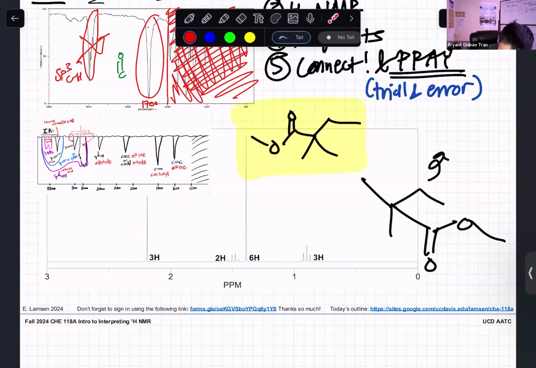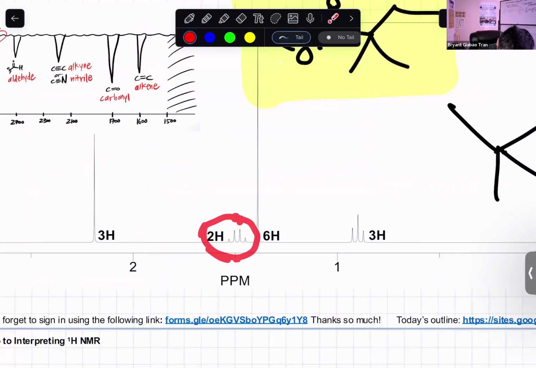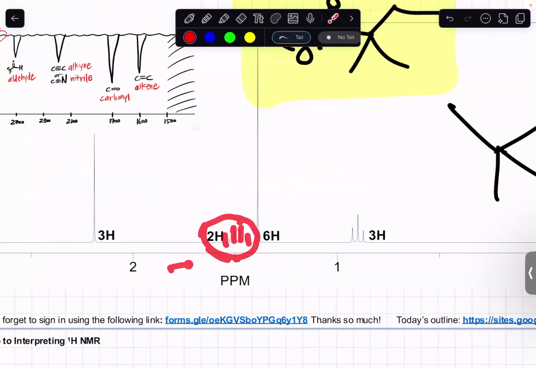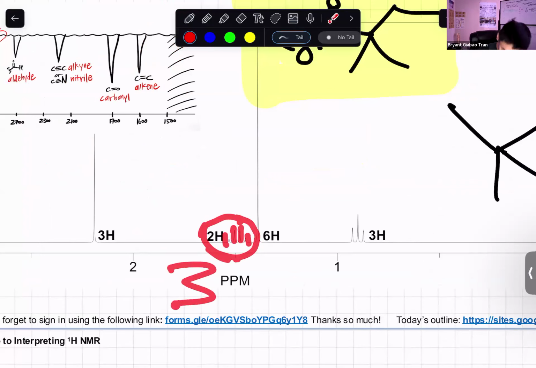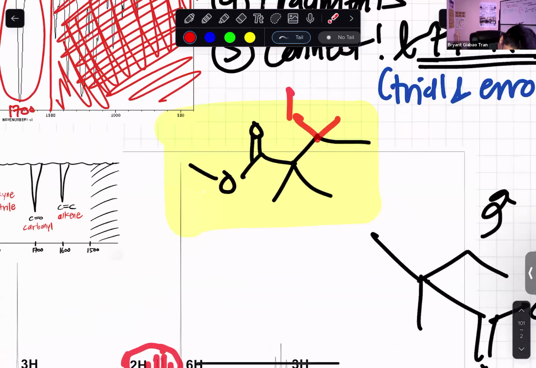And then we see that we have 6 hydrogens which are equivalent, which are these 6 hydrogens right here, that have zero neighbors, because it's a singlet. And I saw that these two hydrogens right here are a quartet because it has 4 subpeaks, 1, 2, 3, 4. That means it has 3 neighbors, because 4 minus 1 is 3. Those two hydrogens have 3 neighbors, which are these 3 hydrogens right here.